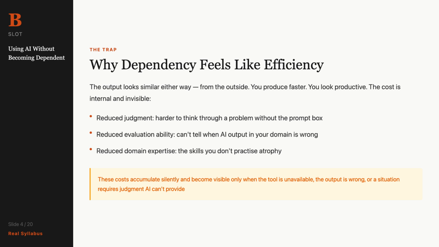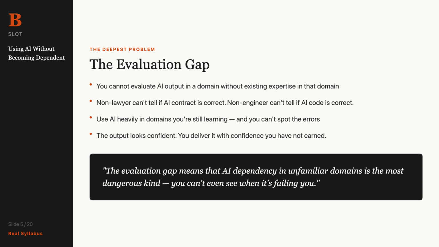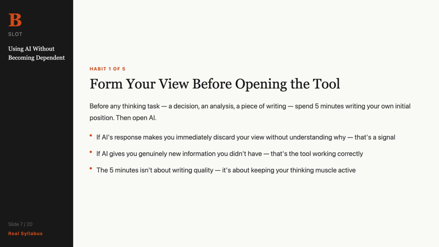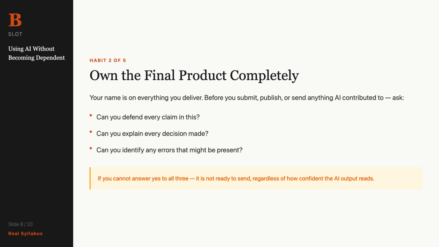There are two modes of AI use. Active use. You form your own view on a question before opening the tool, then use AI to challenge it, expand it, or speed up the execution. Passive use. You ask AI what to think and accept the output. Both look efficient from the outside, but active use maintains and develops your judgment. Passive use, over time, erodes it.